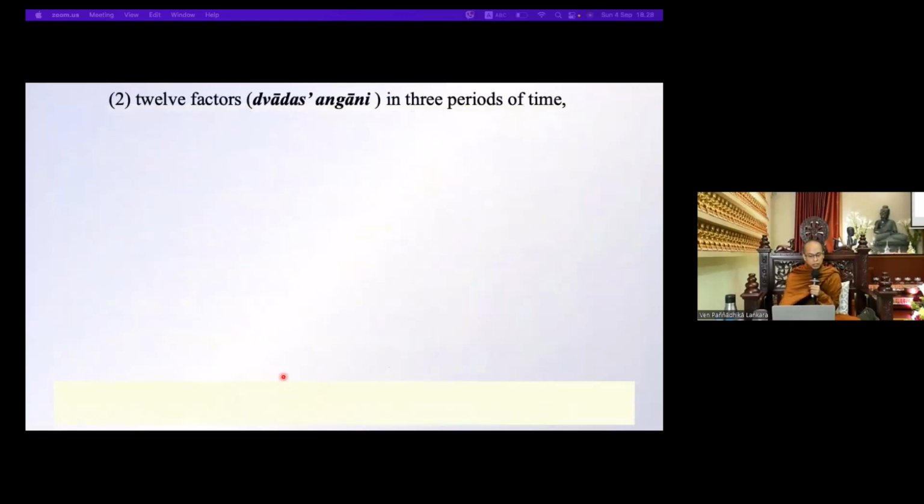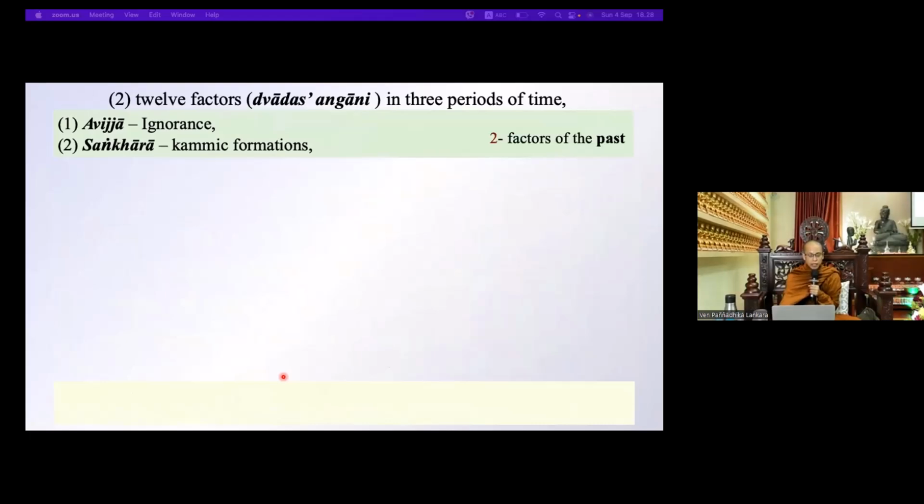So let's start from the second group, the 12 factors. Avijja, ignorance, and sankhara, karmic formations, are considered the past factors. Since we are already born in this life, the cause of this life must be in the past. So ignorance and karmic formation are already in the past, and they are considered past factors.